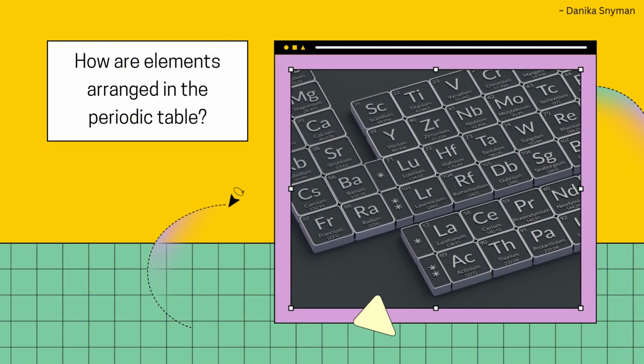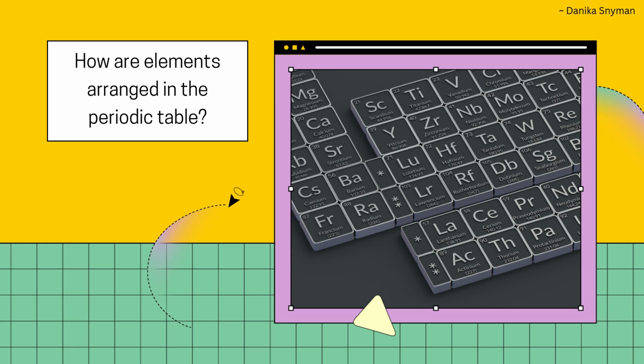Okay, so the periodic table puts elements in order based on their atomic number. This means the number of protons. So atomic number means the number of protons. You need to know that. This helps us group elements with similar properties. So the elements that are grouped together have the same properties, like are they dull, are they shiny, and so forth.